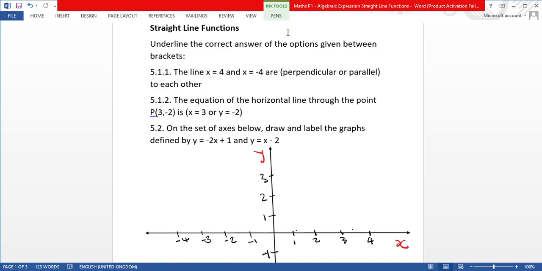Today we are continuing with our series on algebra. Today we'll be doing a straight line function. So let's start with the first question.